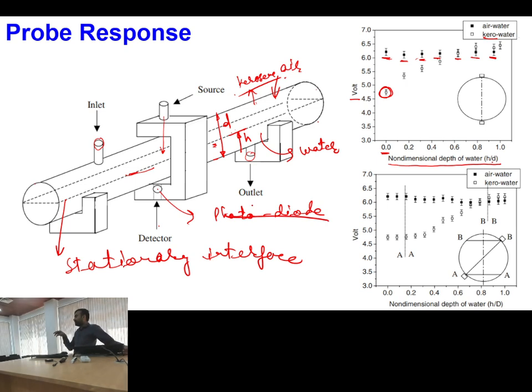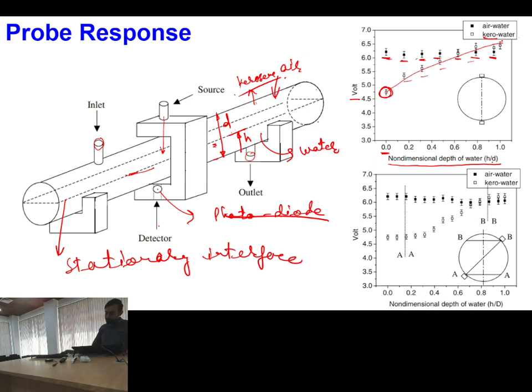Depending upon the intensity of the light, it will be generating a voltage signal. So if more light is absorbed, which was happening in the case of kerosene, then you have less signal, and once your water thickness is increasing, the value of the signal is decreasing. Okay, so this is the calibration.